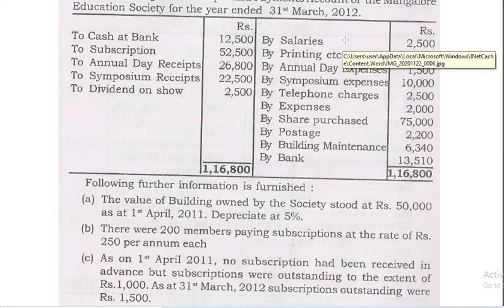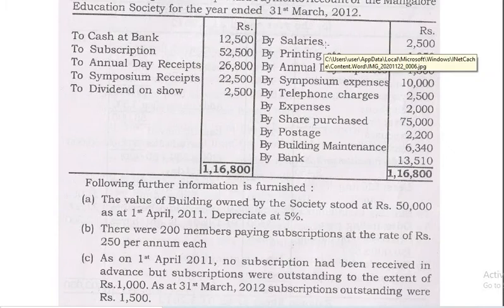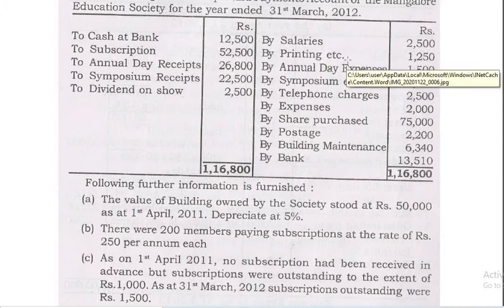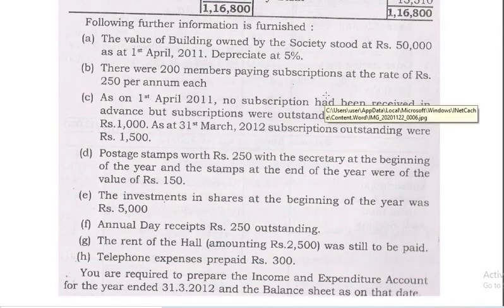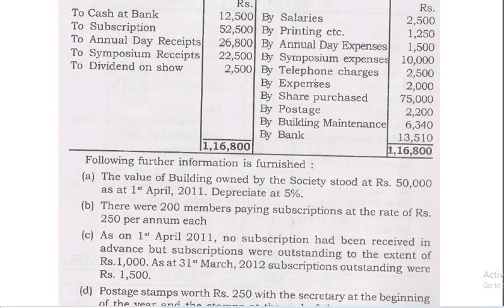Then salaries, to be recorded on expenditure side. Printing also, revenue expenditure should be debited to income and expenditure account. Annual day expenses should be debited. Symposium expenses should be debited. Telephone charges 2,500, and prepaid amount is there, that should be deducted in the income and expenditure account. Expenses as it is you have to show.